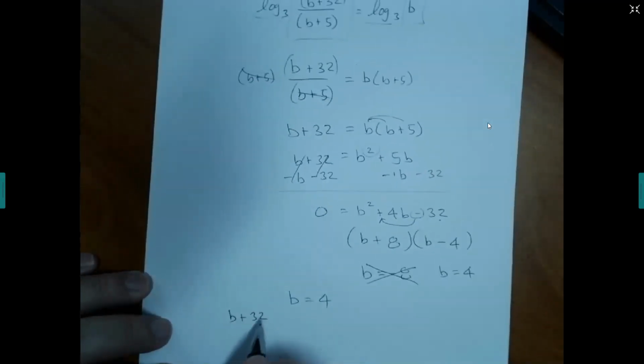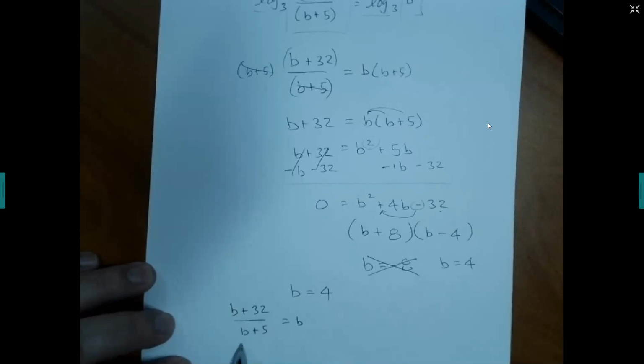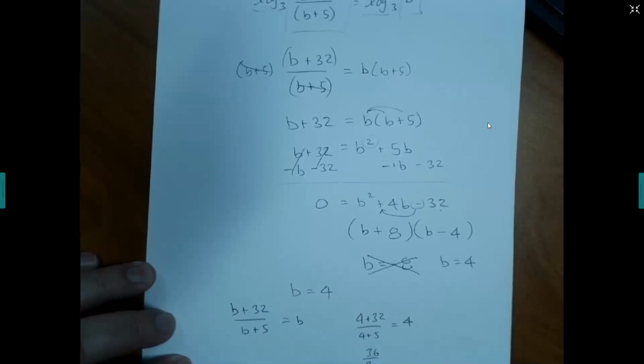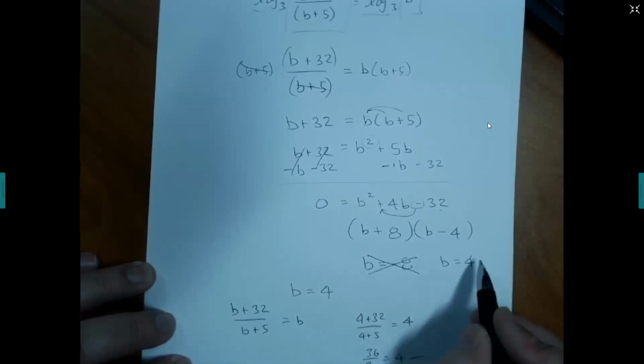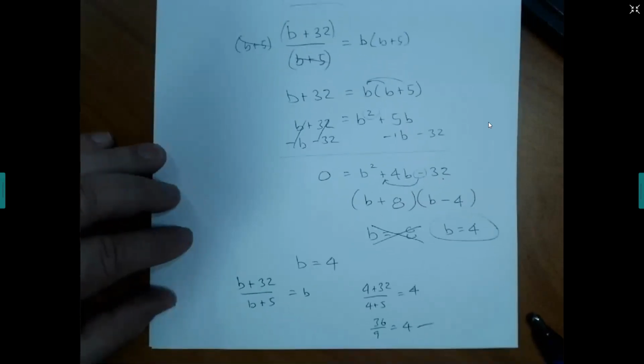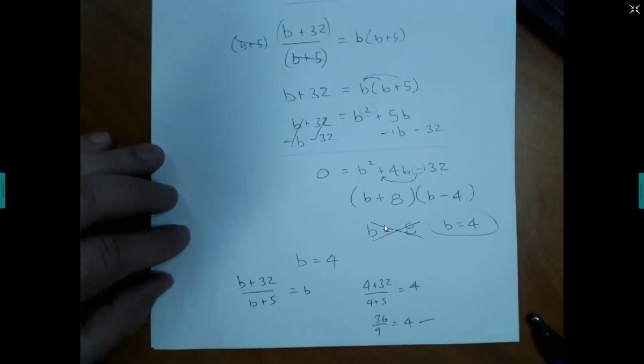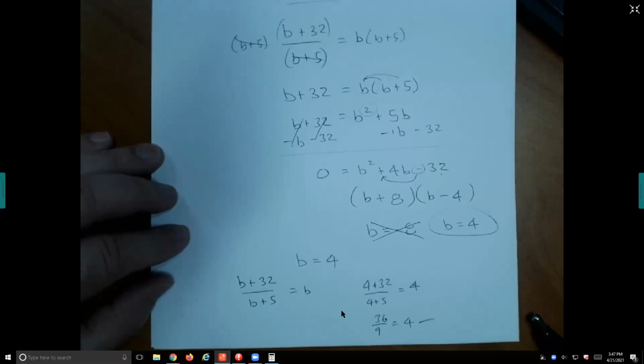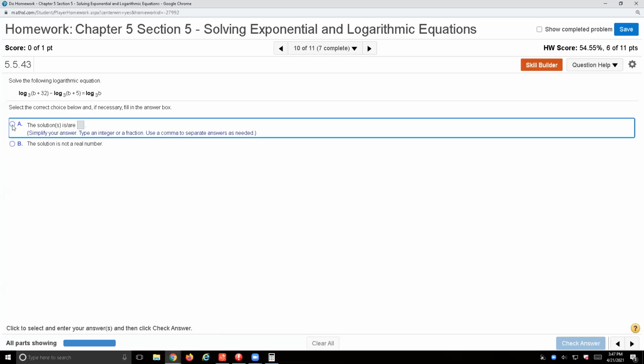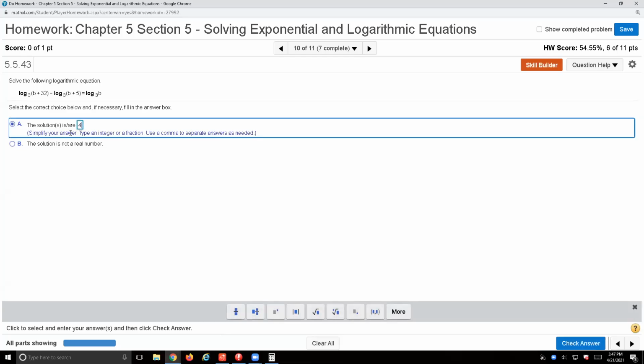B plus 32 over B plus 5 equals B. 4 plus 32, 4 plus 5, does it equal 4? So 36 over 9 is 4. Yep, so B equals 4 is our answer.